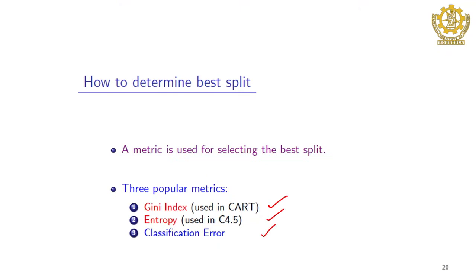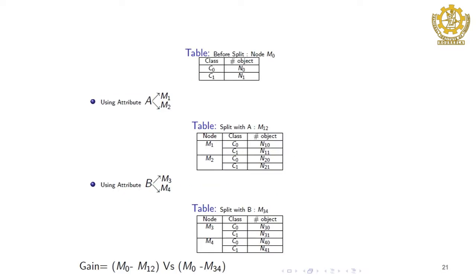We have three measures that we can see here: the Gini index, entropy, and classification error. In the next few classes we will talk about Gini index, entropy, and the classification error. Today we will start with Gini index. What is Gini index and how should we compute it?